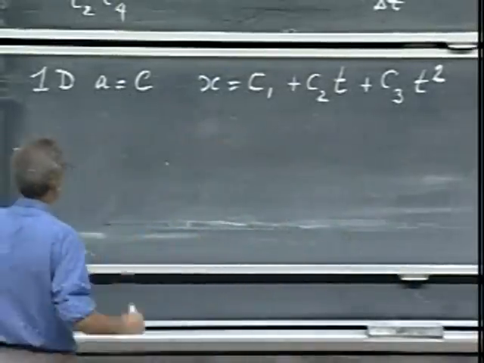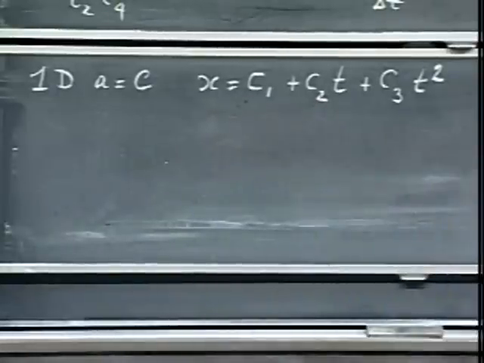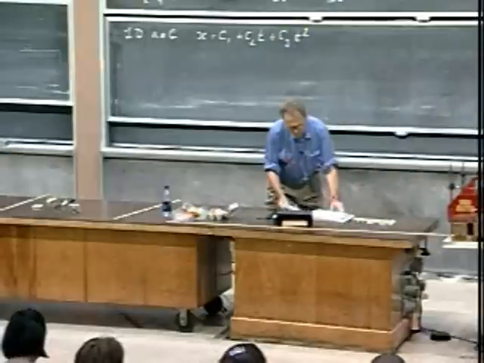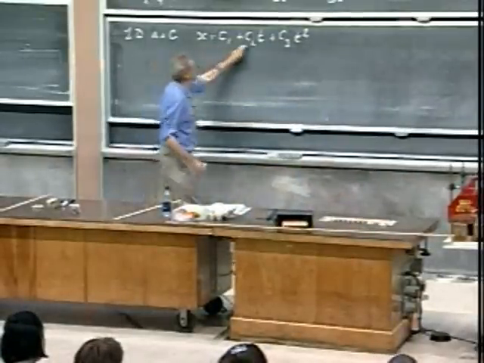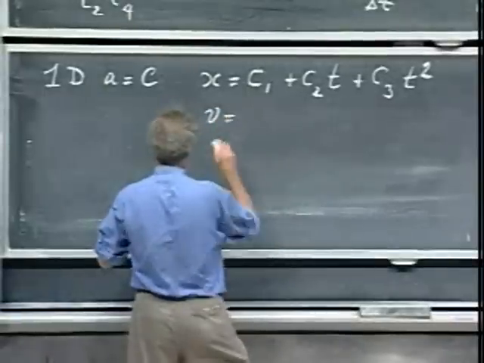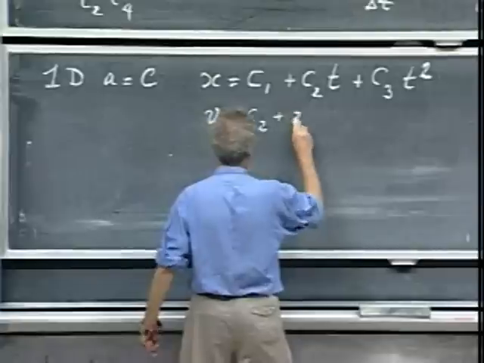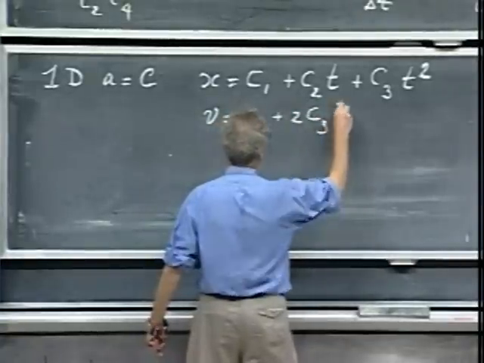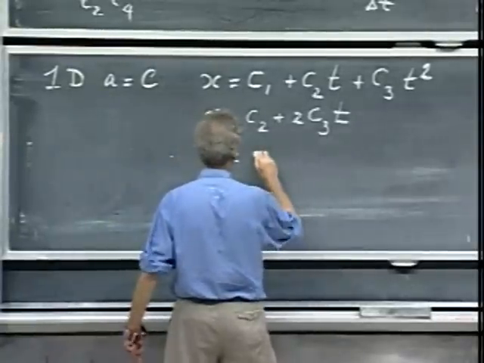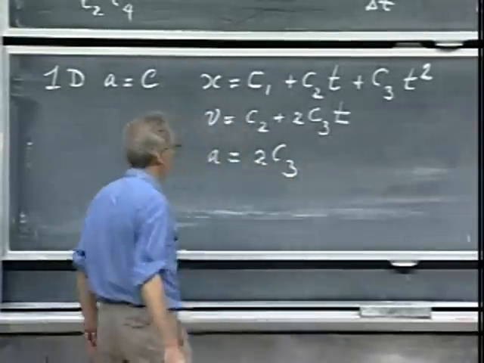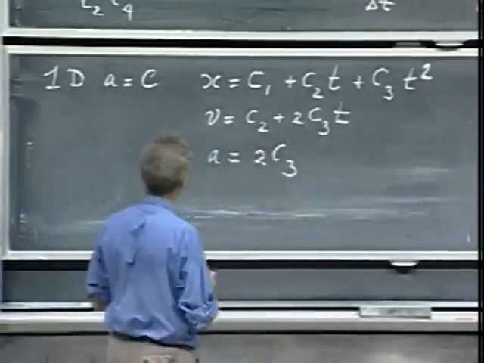Notice, I already erased my example. My example is gone, but you would have seen this was an 8 before. And here we had, what did we have? We had minus 6t, and we had plus 1t squared. So you recognize these three. I can now take the derivative, and so I get v equals c2 plus 2c3 times t. And then I get the acceleration equals 2c3. And now we get some insight into these quantities.